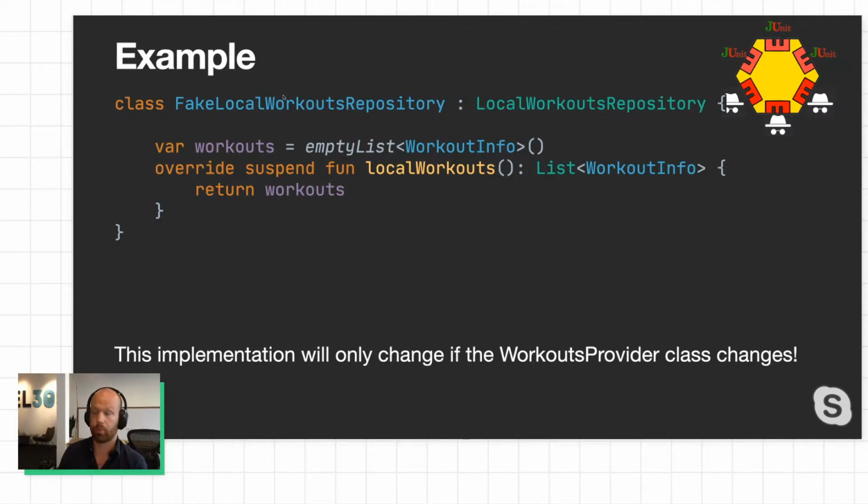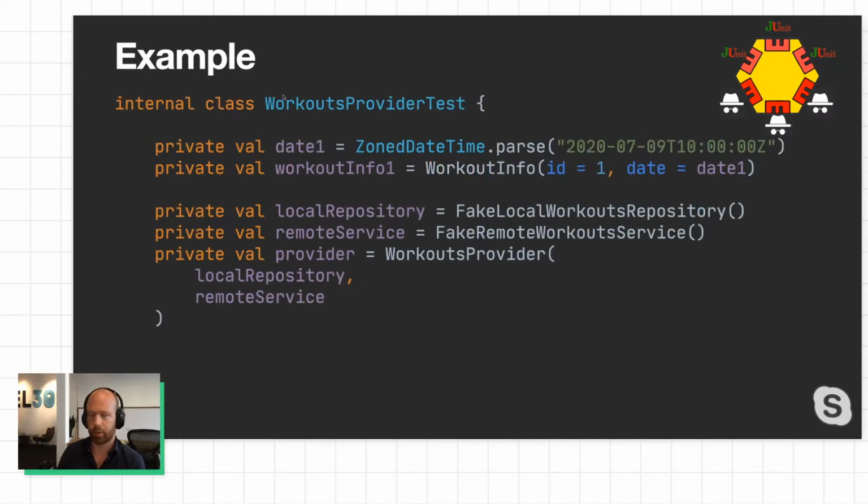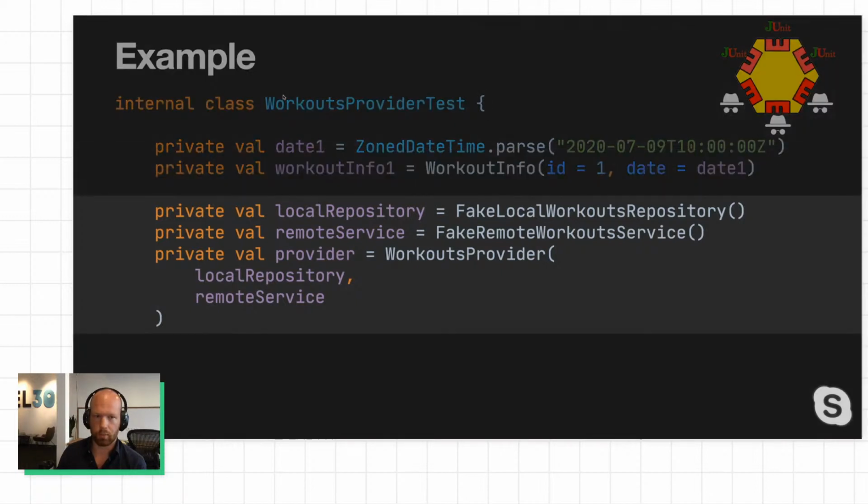And the same goes for the remote workout service. We have this local result property that we can return in a remote workouts function. So if we actually go to our test class, we can create a workouts provider test class, which does some setup and, yeah, just create a fake local workouts repository, create a fake remote workout service, and inject them into our workout provider.